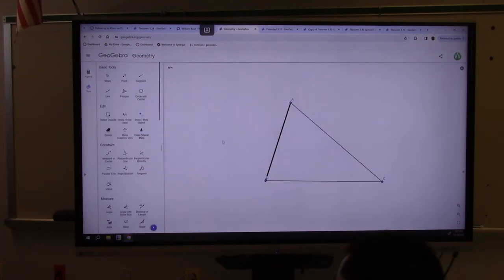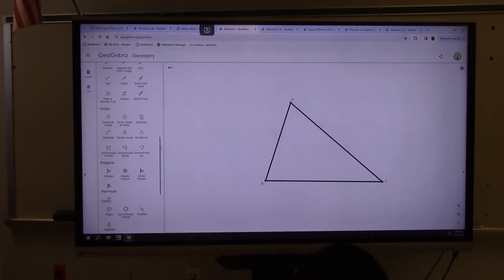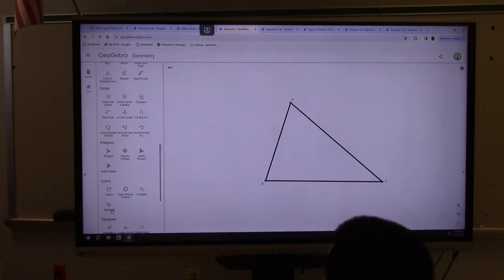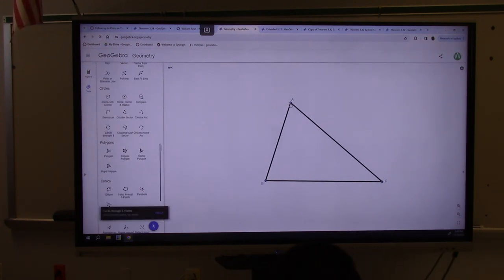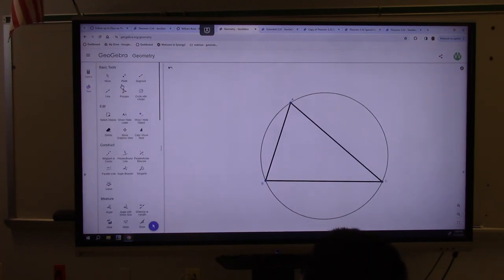Then, just for clarity, let me make the circle through these 3 points, circle through 3 points, ABC. Okay, and so now we have an arbitrary point P.